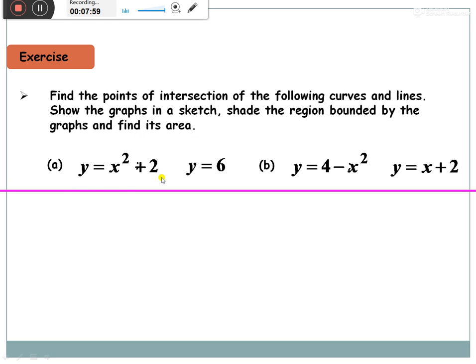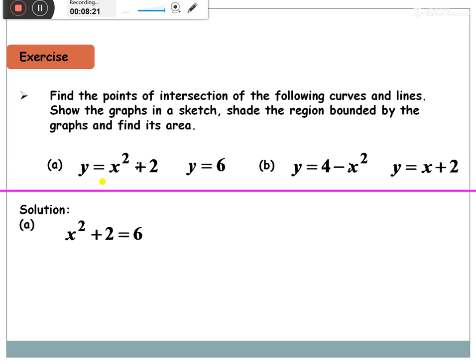The curve is y is equal to x square plus 2 and y is equal to 6. Second one is y is equal to 4 minus x square and y is equal to x plus 2. First of all, we have to do this one. Y is equal to x square plus 2 and y is equal to 6.